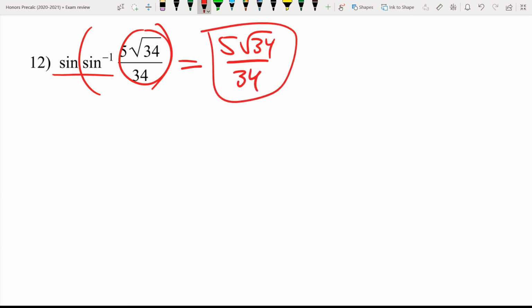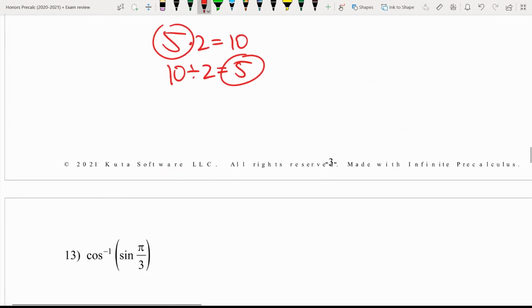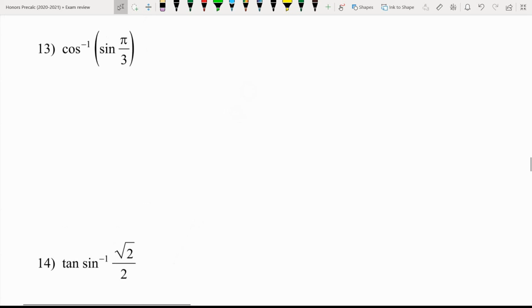It's like saying, hey, I'm going to take 5. Let's multiply it by 2. That equals 10. All right, now let's take that 10 and divide it by 2. It equals 5. We end up back where we started. Same idea. All right, the rest of these here, this one was similar, one of those compound inverse trig ratios. Just always start with the inner one first, okay?